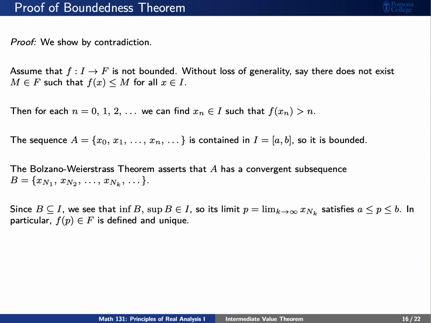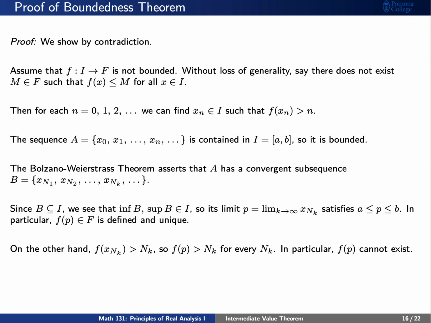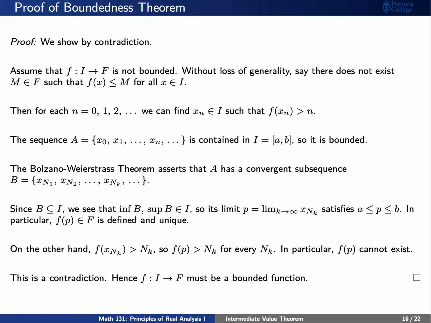But now, this set B must be bounded because it is contained inside of the closed interval I, so we can take a look at its limit p. In fact, at the limit p, our function f must be defined and unique. But there's a problem here, because the way that we've chosen this, our f of x sub n is greater than n for each n, so this means that our f of p must be greater than every n. In particular, f of p cannot exist. This is a contradiction, so our function f must indeed be a bounded function.